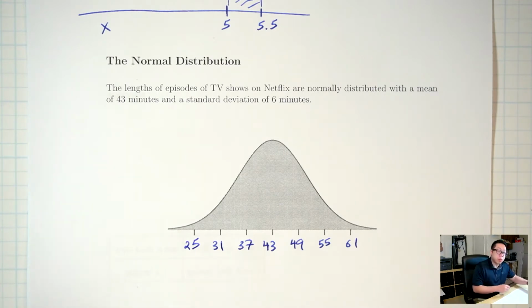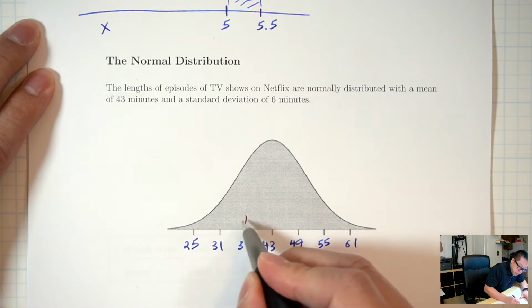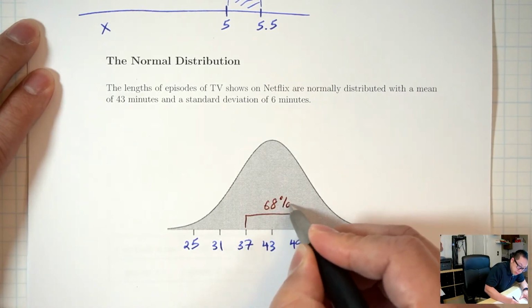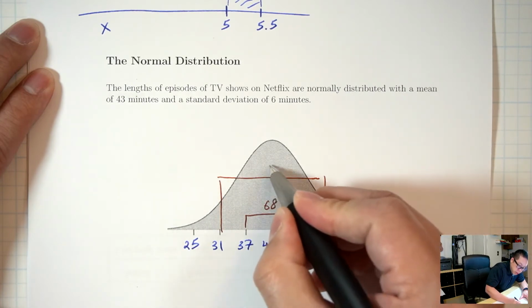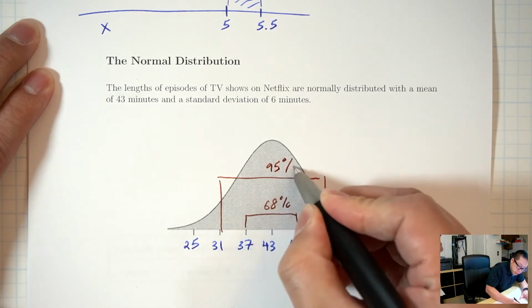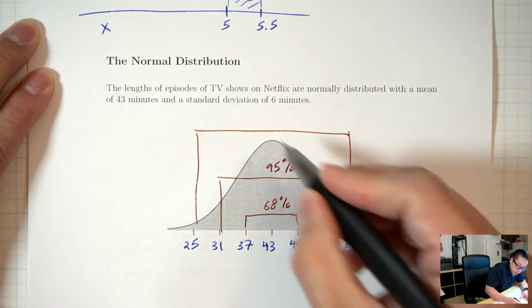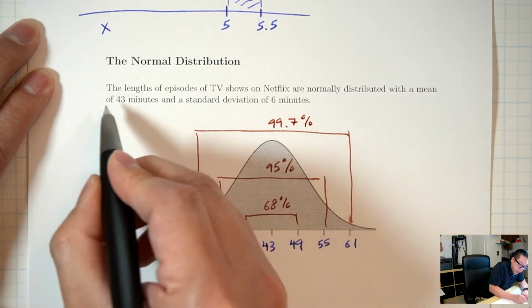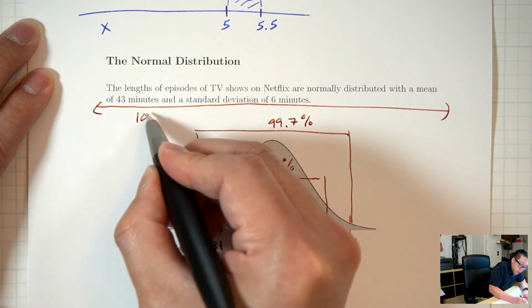And the empirical rule says between 1 up, 1 down is 68% of your data. Between 2 up, 2 down is 95%. Between 3 up, 3 down is 99.7%. And then everything is 100%.